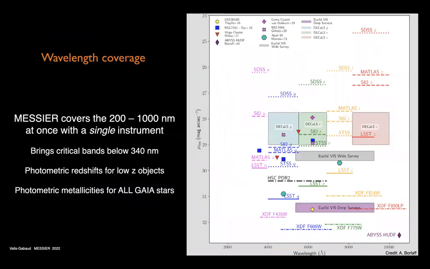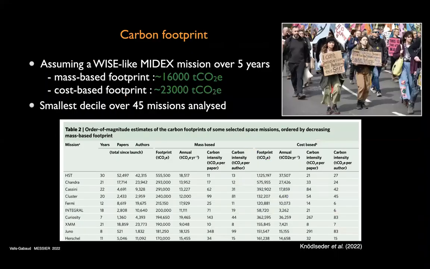And likewise, we will be using the same instrument to cover the range from 200 nanometers to 900 nanometers, the same instrument, the same systematics. And that's really, really important for everything that we've been discussing. Another issue that I've been very sensitive to is what is the carbon footprint of this project. And it's very difficult to compute, depending on whether you compute that on the mass that we're launching or the cost of the whole thing.